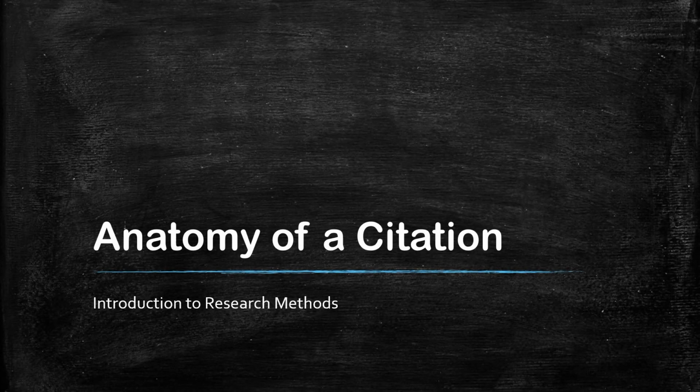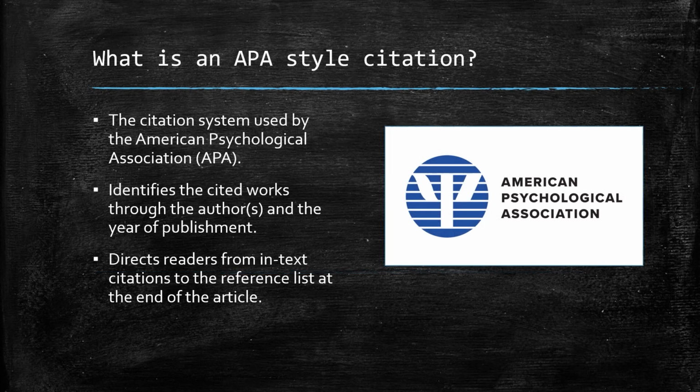Welcome, researchers. In this video, I will cover the basics of citations, specifically how they are written on a reference list and within the text of an article. As psychologists, we cite and reference work with the citation system used by the American Psychological Association. This system identifies all cited work through the author or authors' names and the year the article was published. Through the use of in-text citations, article readers can easily find the original source of information and ideas.